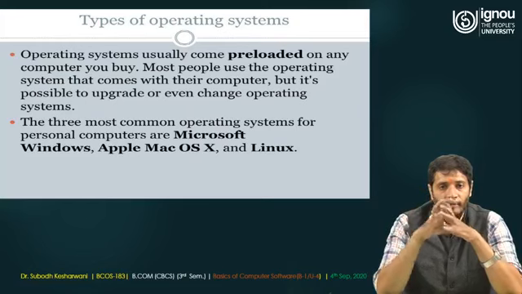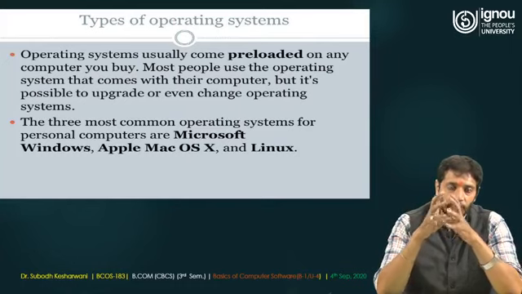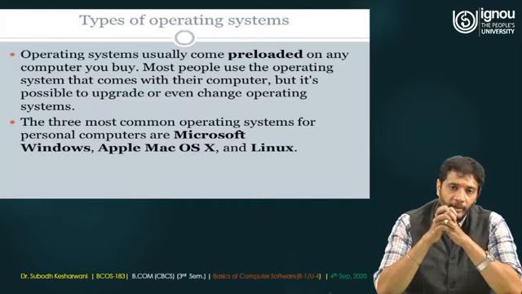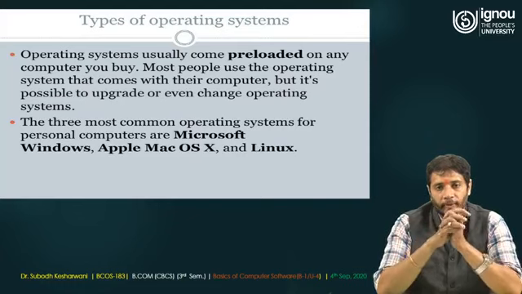So the types of operating system I have already talked about. Microsoft Windows is a licensed version. Then Apple Mac OS is also one of the operating systems which runs exclusively on the machines made by Apple or the iPhones. And then you have Linux, which is an operating system in a free and open source manner. So the whole operating system would be available to you.